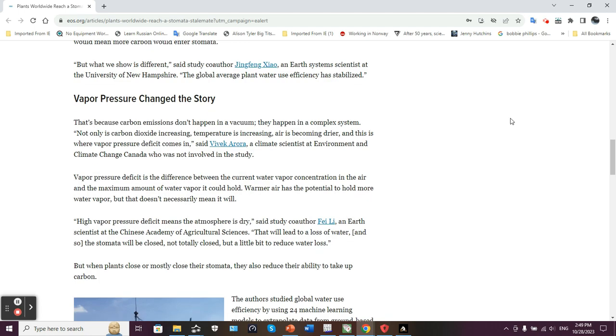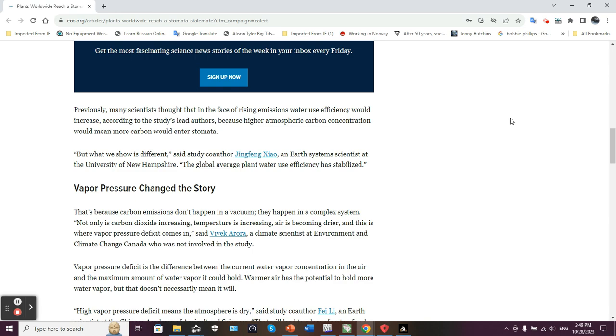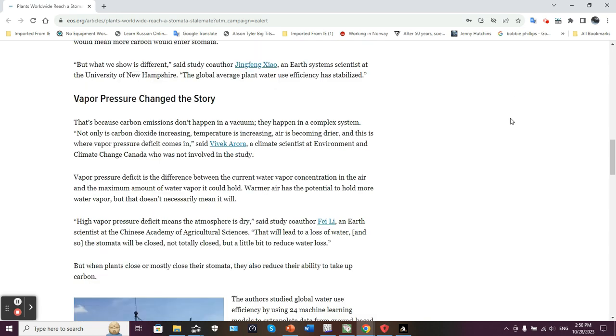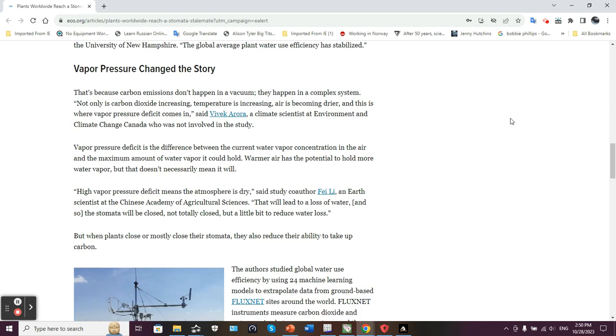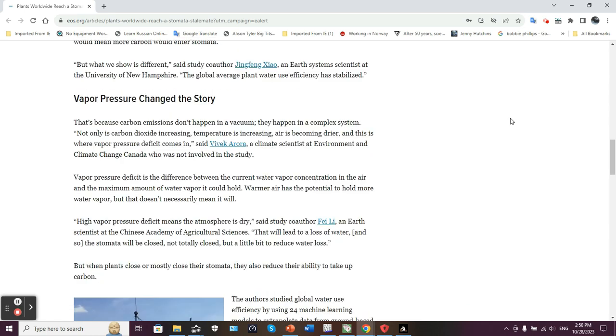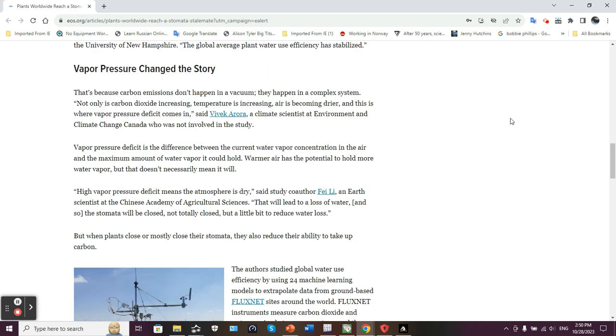Carbon emissions do not happen in a vacuum. They take place in a complex system. Yes, CO2 is increasing, temperature is increasing, air is becoming drier, and this is where vapor pressure deficit comes in, said Vivek Arora, a climate scientist at Environment and Climate Change Canada, not involved in the study. Vapor pressure deficit is the difference between the current water vapor concentration in the air and the maximum amount of water vapor it could hold. Warmer air has the potential to hold more water vapor, but that doesn't necessarily mean it will.